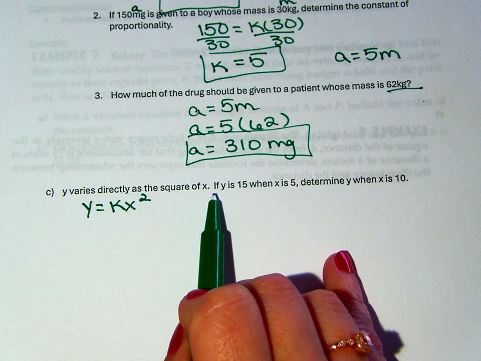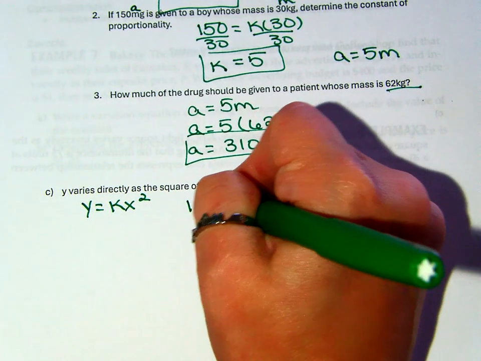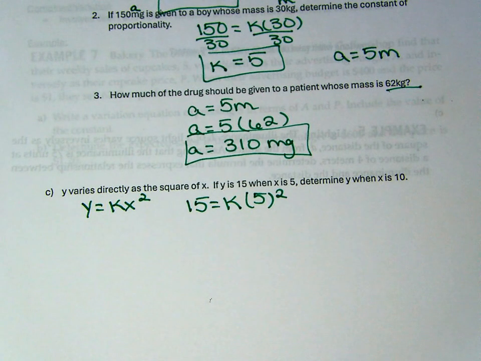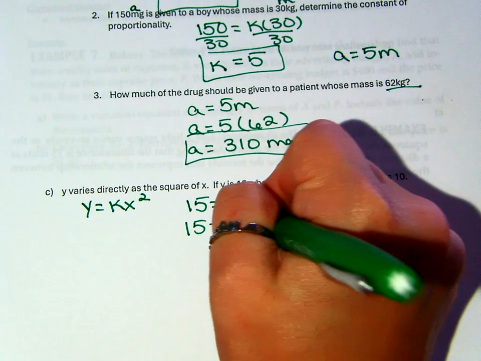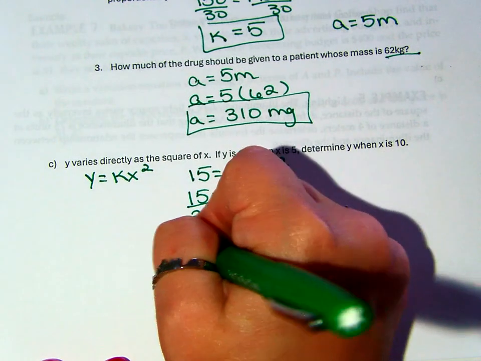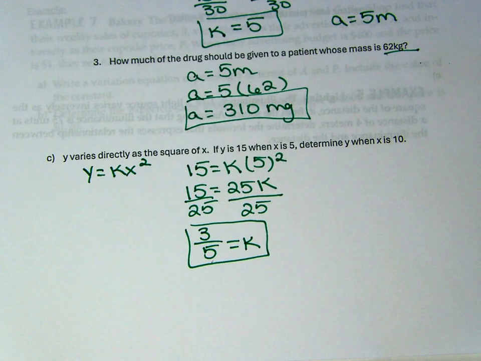So for y is 15 when x is 5, I have to plug these values in. Y is 15, I don't know what k is, and then x they're telling me is 5. That doesn't mean x squared is 5, it means x is 5 and I put it in, and then I'm going to square it. So that means 15 equals 25k. Divide by 25, and I get 3/5 equals k. Proportions can be fractional. Proportions can be whole numbers. At least for k's, I don't think your k's are ever decimals. They always want it as a fraction, just simplified.